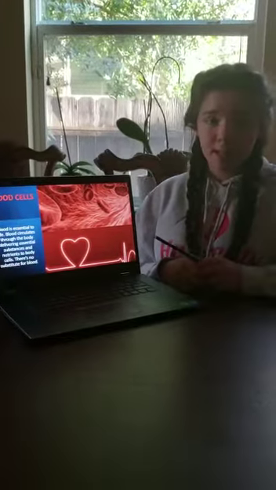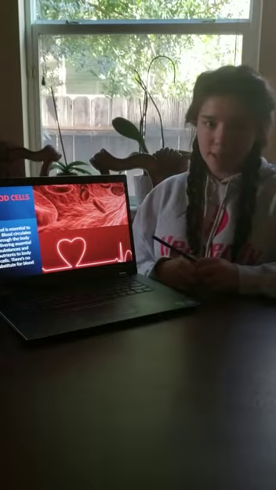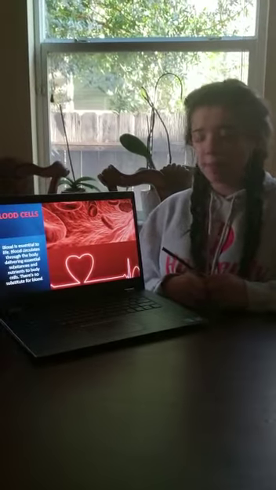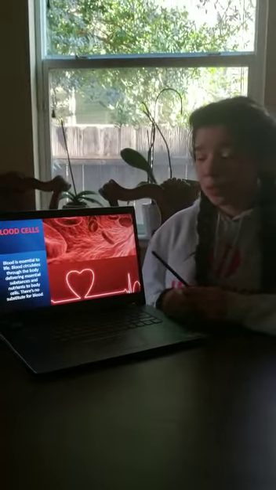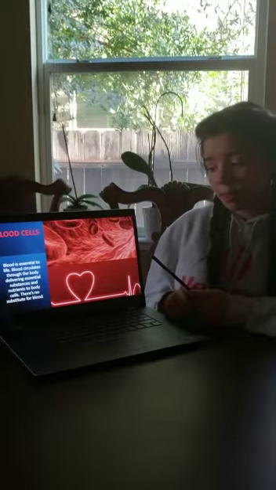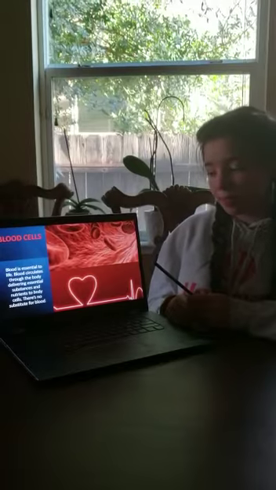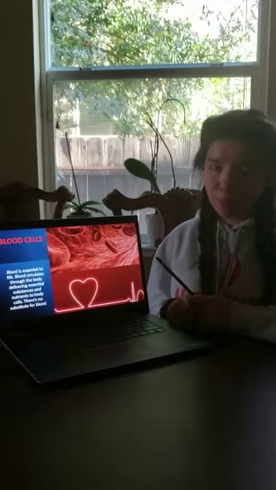Today we will be discussing the topic of red blood cells and white blood cells, their functions and differences. Blood is essential to life. Blood circulates through the body, delivering essential substances and nutrients to body cells. There really is no substitute for blood.